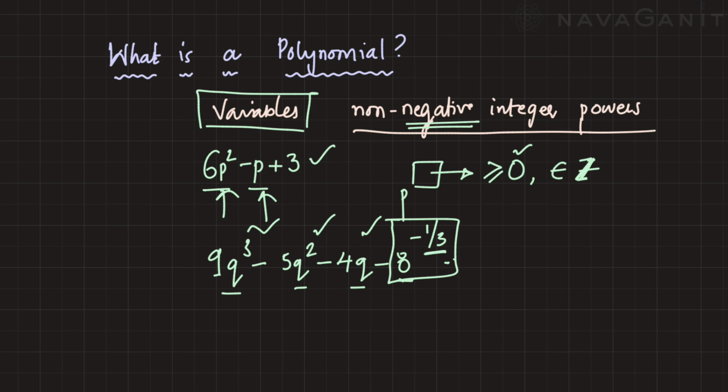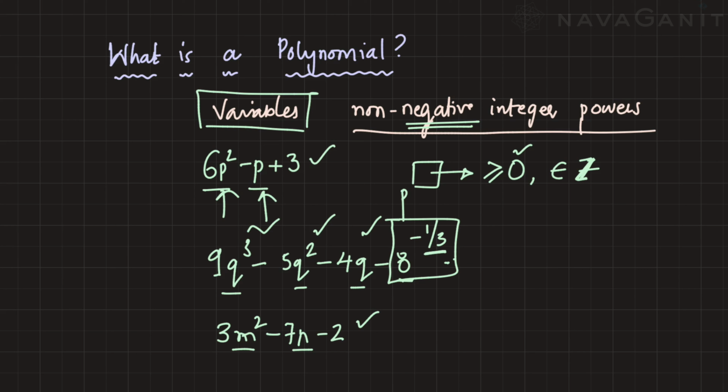And it need not even be of the same variable. For example, if we have 3m squared minus 7n minus 2. Now we have an m and we have an n, but this is also a polynomial.